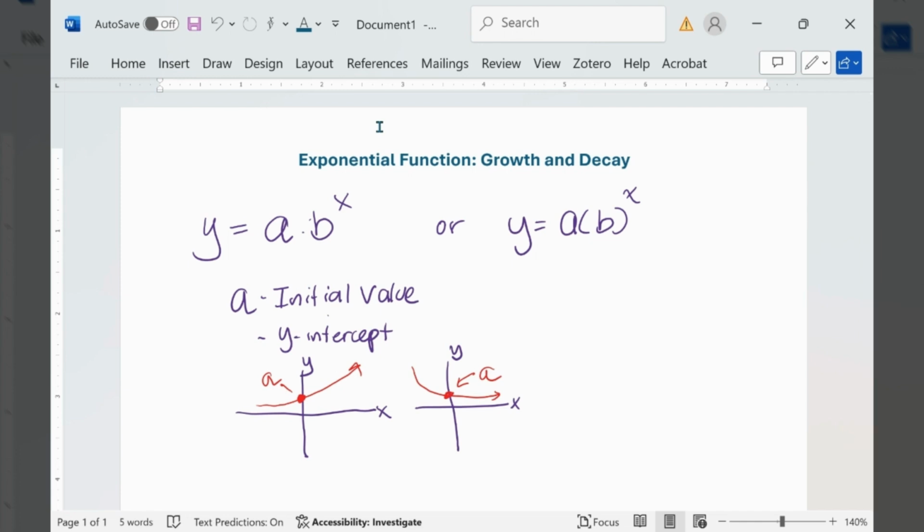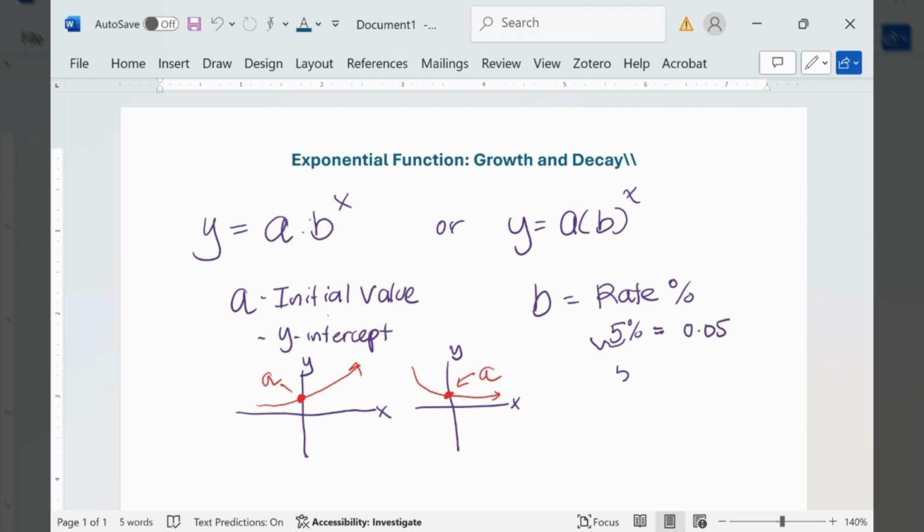Now what is the b? B is your rate. So let's review first what the rate is. Sometimes they're gonna give you, let's say, 5%. The first thing you need to do is convert this to decimal. So I'm going to move the decimal two places, one, two. So 5% is 0.05.